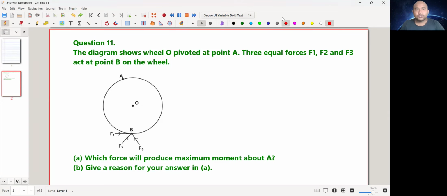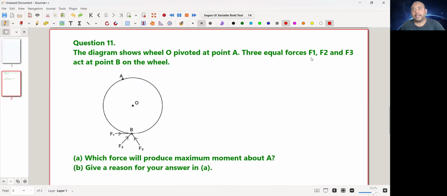So let us see this question, let us understand this question, a very good question from chapter 1, force. The diagram shows wheel O pivoted at point A. So you can see this is a wheel O and it is pivoted at point A. Be very careful, the pivot is not at O, the pivot is at A. It is written pivoted at point A. So this is the pivot. Unlike most other questions where the pivot generally lies at the center, here it is not that case.